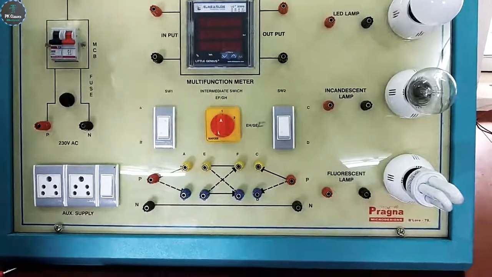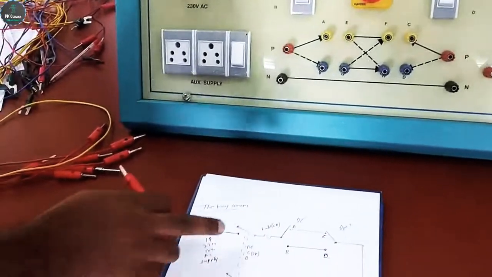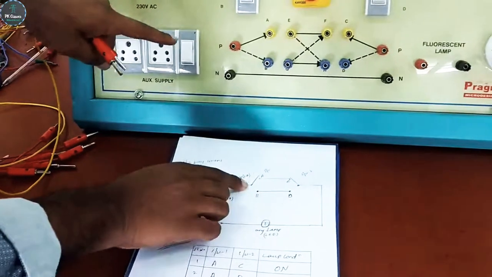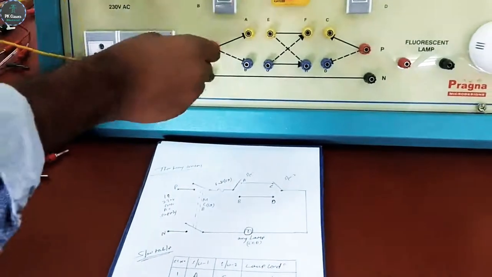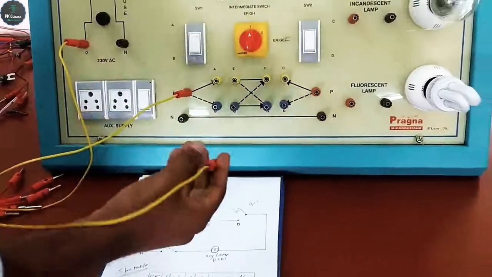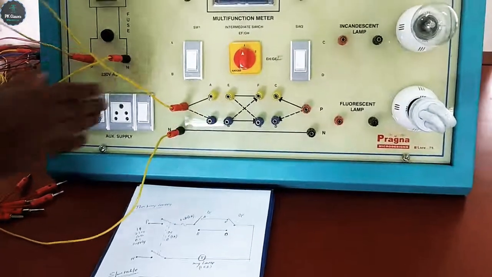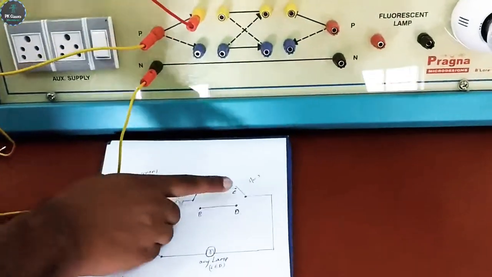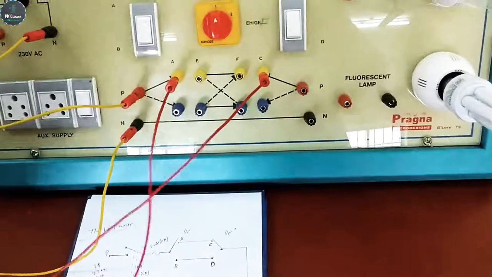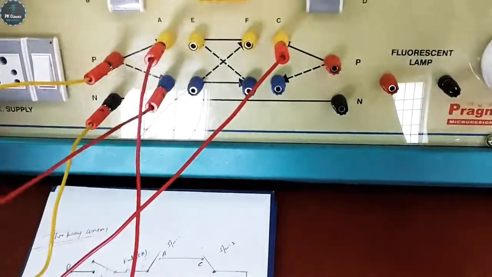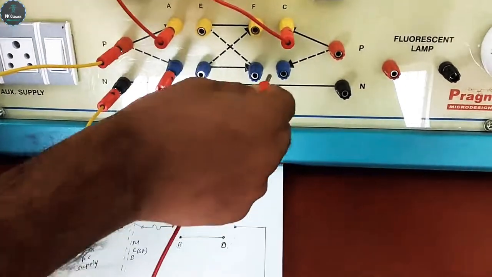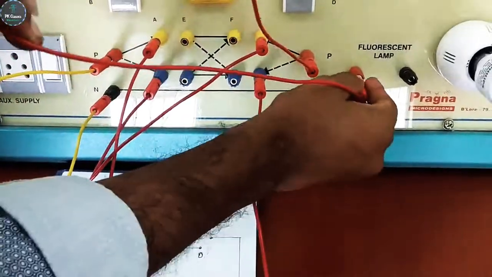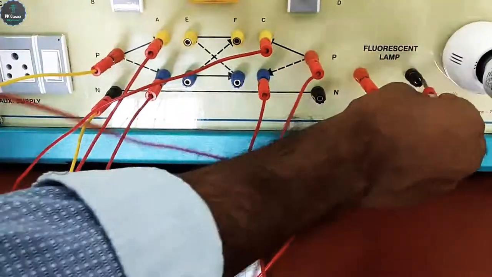So, let's start the experiment based on the circuit diagram. I'll connect phase to phase here, and neutral to neutral. Next, A is connected to C. Next, B is connected to D. So, D is here. Next, this phase to the lamp phase, and neutral to neutral.